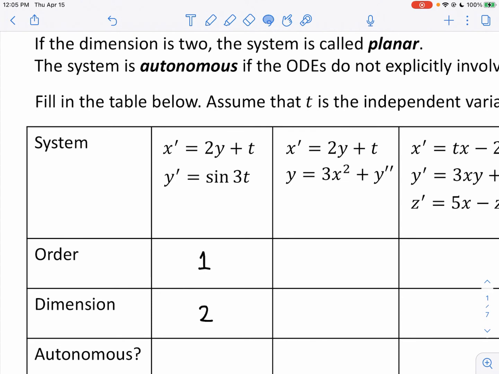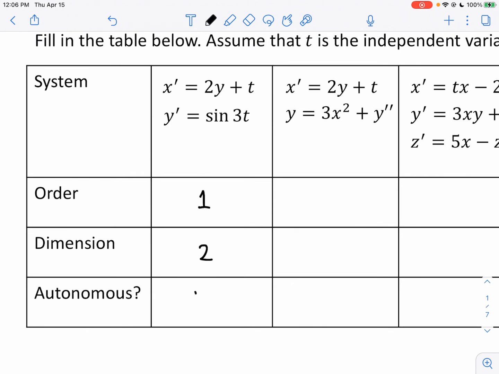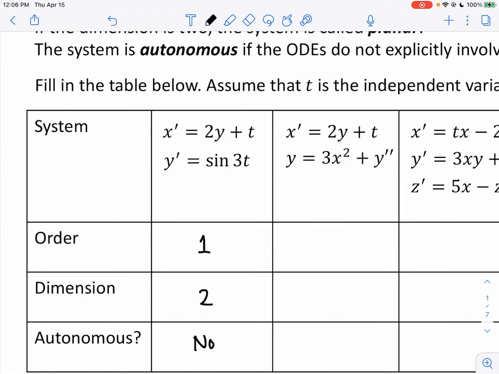Is the system autonomous? Well, that will depend on whether or not the equations explicitly involve the independent variable. The independent variable is t, and this equation explicitly involves it, and so does this equation. So it's involved in both equations, so we would say that this is not autonomous. Let's move to the second example.